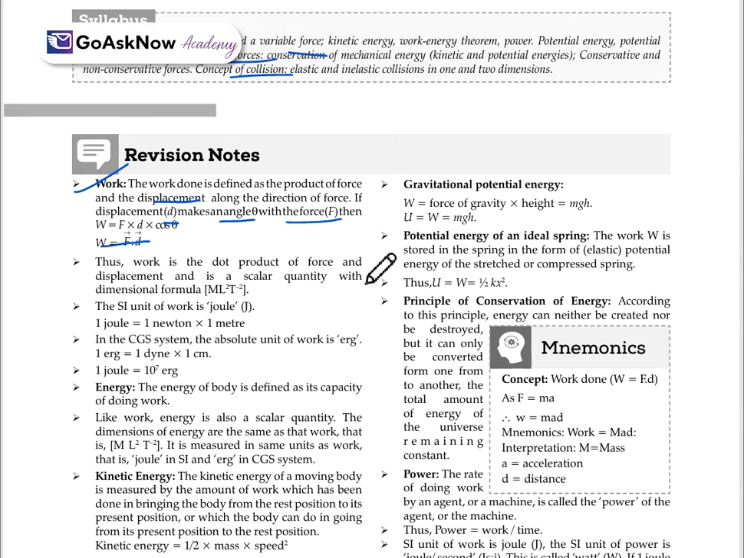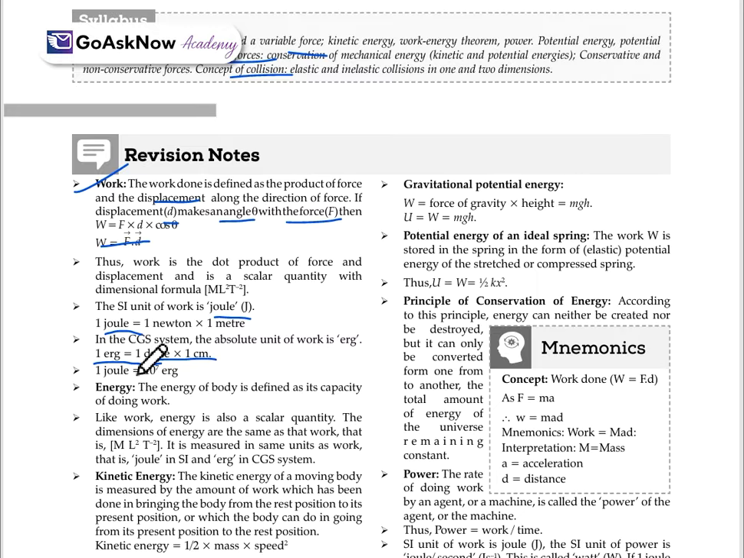Thus, work is the dot product of force and displacement. It is a scalar quantity with the dimensional formula M L squared T to the power minus 2. The SI unit of work is joule, and always keep in mind that 1 joule is equal to 1 newton into 1 meter. In the CGS system, the absolute unit of work is erg, where 1 erg is equal to 1 dyne into 1 centimeter. These are important things which we can use in our numericals, and we may also get questions like this in objective form. Also keep in mind that 1 joule is equal to 10 raised to the power 7 erg.